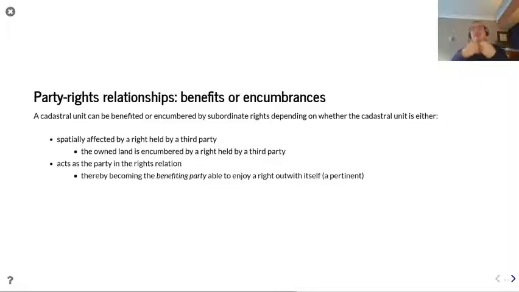So let's unpick these a little bit more. What's the relationship between benefits and encumbrances? A cadastral unit can be benefited or encumbered by subordinate rights, depending on whether the cadastral unit is spatially affected by a right held by a third party. So the owned land is then encumbered by a right held by a third party, or if the cadastral unit acts as a party in a rights relationship, it becomes a benefiting party, able to enjoy a right outwith of itself. In that instance, you're describing a pertinent, which we described in an earlier video.